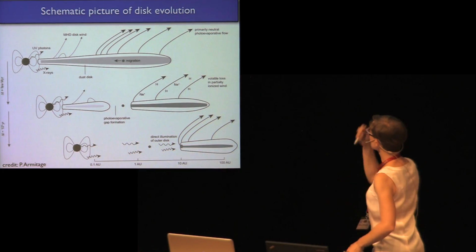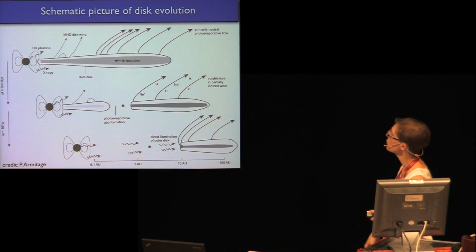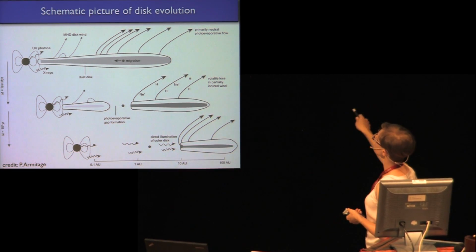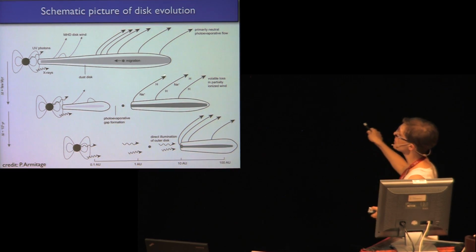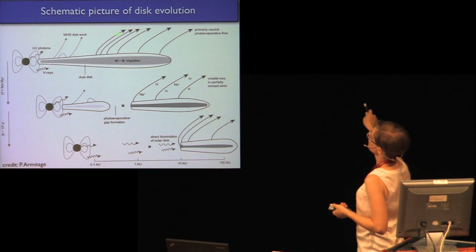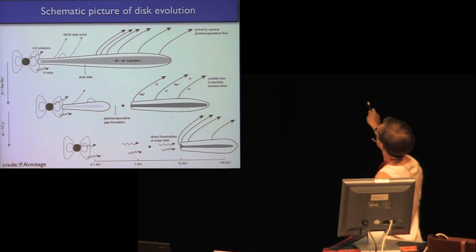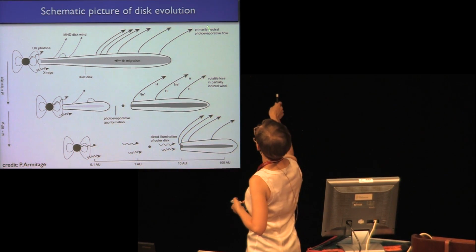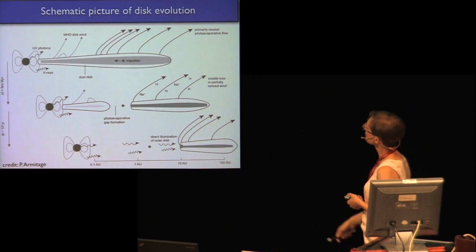Now, as I promised, here is the schematic picture that we put together for the review on disk dispersal. So we think we have, of course, a stage in which evolution is dominated by viscous accretion. Nevertheless, even at this stage, there can be some photoevaporation, and maybe the oxygen 1 lines that we detect are actually tracing this neutral flow at the early stages.